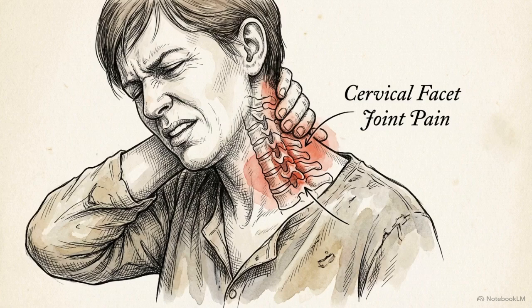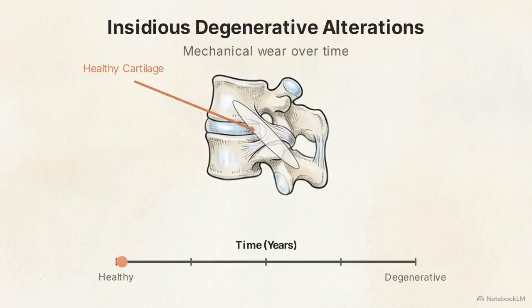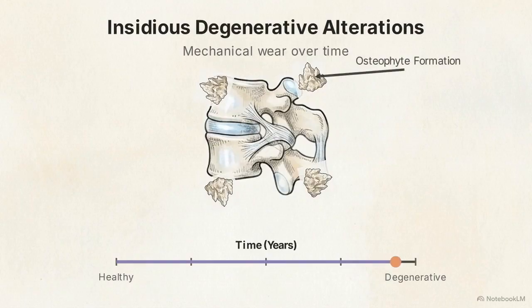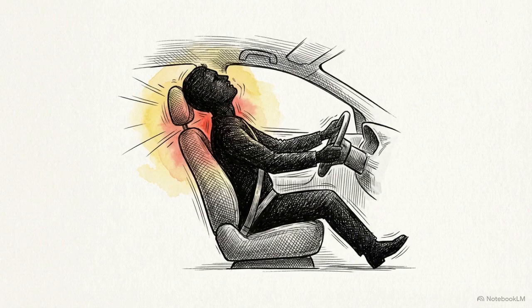Over 50% of patients presenting to clinics with chronic neck pain are suffering from pain generated directly by the cervical facet joints. This pain typically originates from one of two mechanical causes. The first is insidious degenerative alterations to the joint architecture over time. The second is trauma, frequently resulting in whiplash-associated disorders, or WAD.